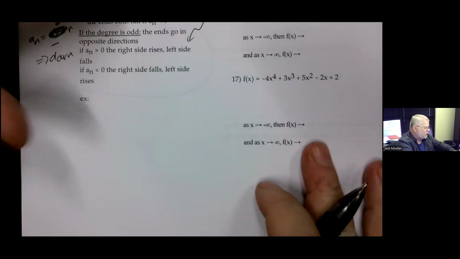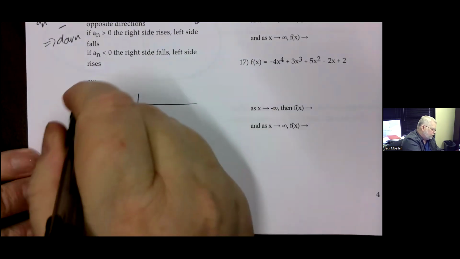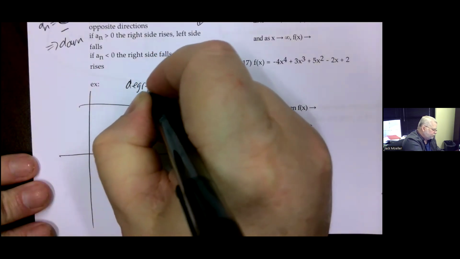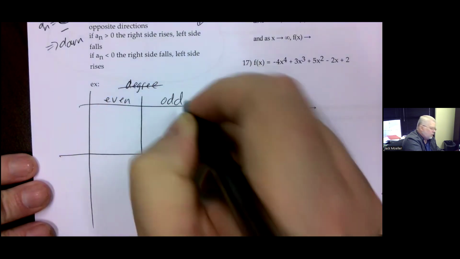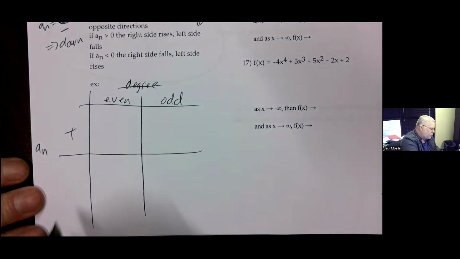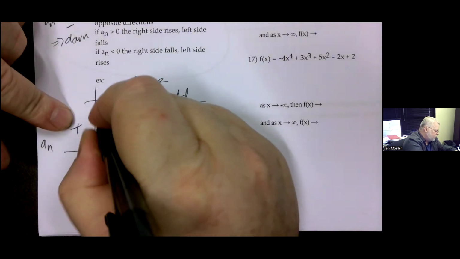So here's how I summarize this. We're going to get into the language here in a second. Let me graph these. What I like to do is a little chart with 2 big areas. Up here, let's do degree. So we're going to have even degree and odd degree. And then for the columns, let's do the leading coefficient. The top row is going to be positive leading coefficient, the bottom row is going to be negative. So if we have an even degree, that tells us we have a parabola shape. And if the leading coefficient is positive, it's an upward parabola.